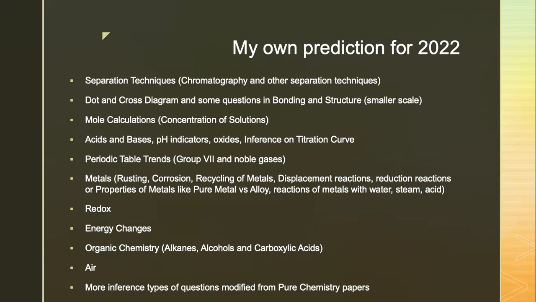Organic chem, in particular alkanes, it could be substitution, alcohol, and carboxylic acid, in particular the reactions of carboxylic acid with metals, with bases and carbonates. As well as air, but not so much on air. There's only one question on acid rain, as well as the percentage of oxygen. So there will be some more environmental issues related to air and more inference types of questions modified from the pure chem syllabus. Okay, so that's about it.